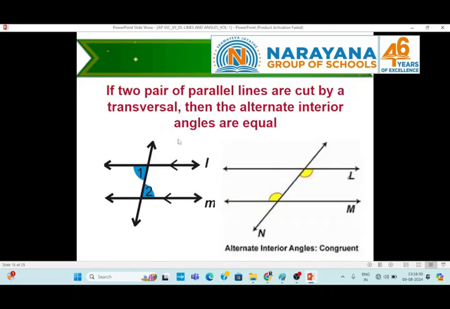Now, alternate interior angles. If two parallel lines are cut by a transversal, then alternate interior angles are always equal. The blue shaded angles are on either side of the transversal: one is to the left of the transversal, two is to the right, and both are interior, between the parallel lines L and M. In this case, angle 1 and angle 2 are the same, congruent. Similarly, the yellow shaded angles: here right side and here left side, but both are interior. Such pairs of angles are alternate interior angles. They are always equal.